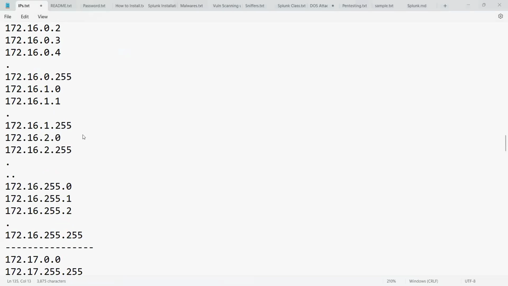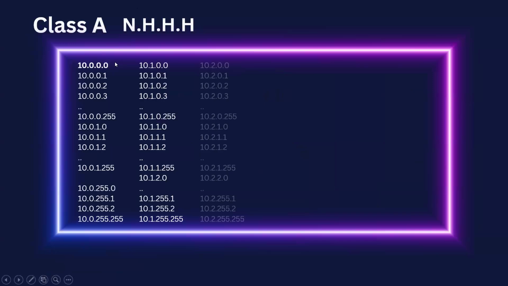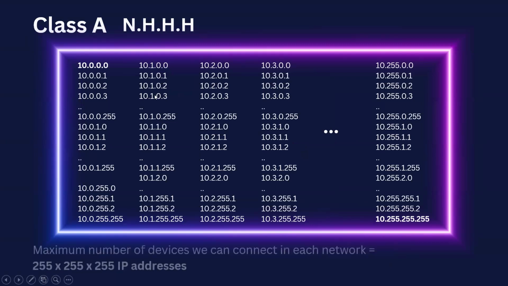And when you finally come to class A, from 10.0.0.0 all the way up to 10.255.255.255, all of them belong to the same network, because it has only one network portion and three host portions. So the last three octets belong to host portions. And when the 10 changes to 11, then the network divides. In class A, you can connect a maximum of 255 times 255 times 255 devices, a much larger network compared to class B.